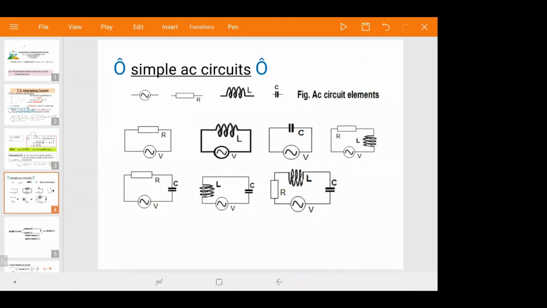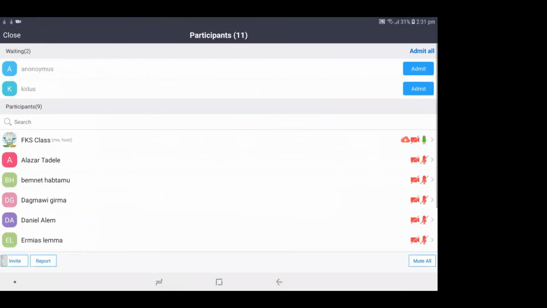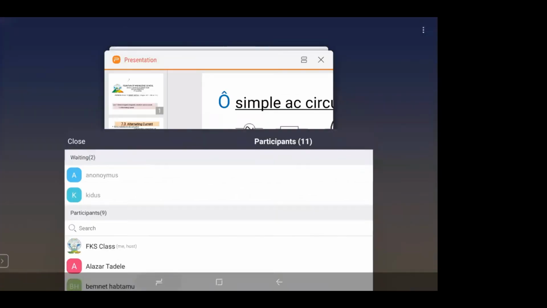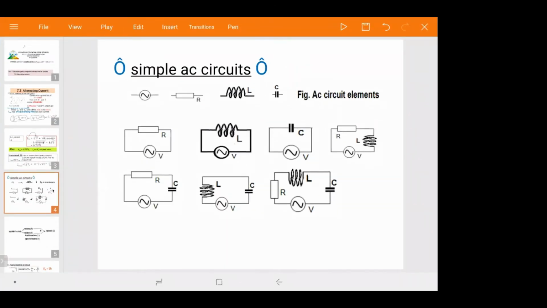The interesting thing is in AC circuits, there are 3 interesting devices or electrical objects which we have to discuss in relation to AC current. The first one, as you know, is a resistor. The second one is an inductor. And the third one is a capacitor. How do these electrical devices behave when you supply them an AC?